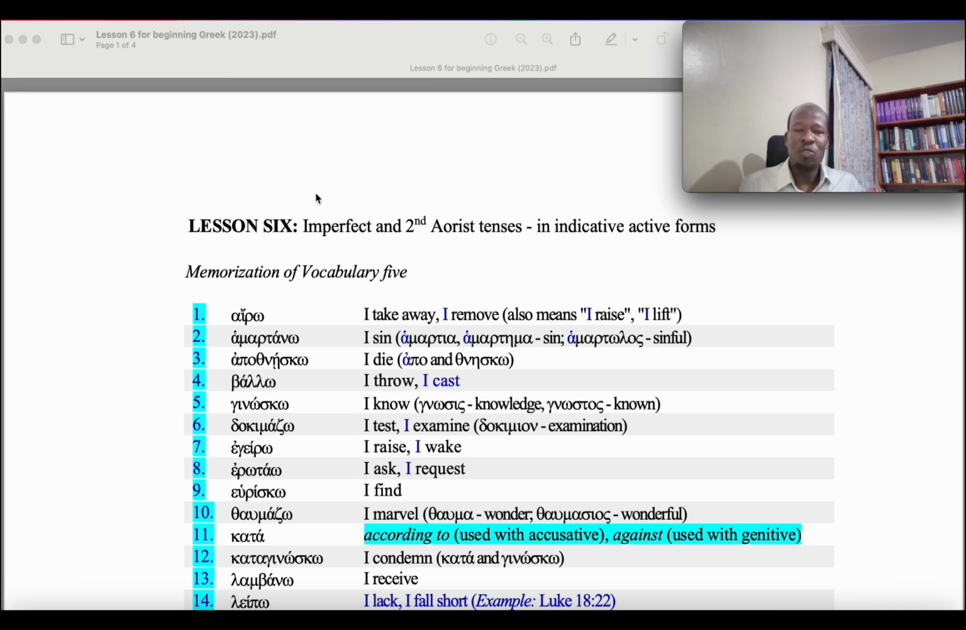Lesson 6 is going to be on the topic of the two other tenses, and actually, this lesson is going to be the final lesson on the Greek tenses. And don't forget, when I say the final, I mean in terms of the one mood and the one voice that we've been looking at. That is the indicative active form. So, without much ado, let me go straight to the imperfect and the aorist tense lesson for today. It is lesson 6.